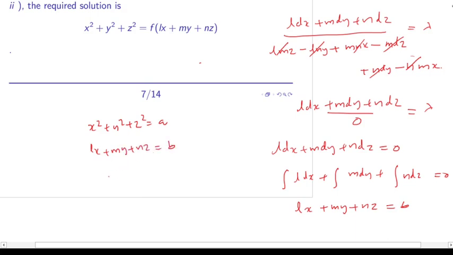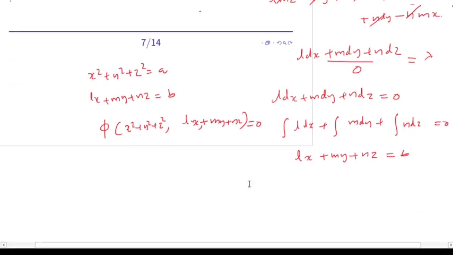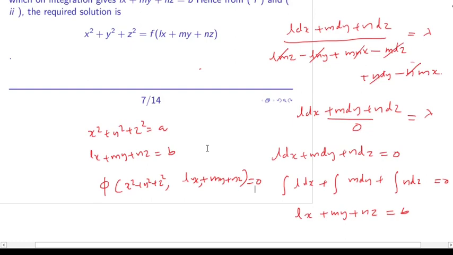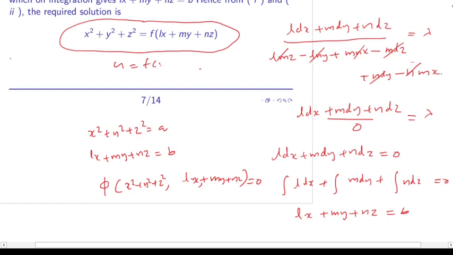Now you can write the solution as phi of (x square plus y square plus z square, Lx plus my plus nz) equal to 0. This is of the form phi of u, v equal to 0, or you can even represent it this way, where x square plus y square plus z square equals some function of Lx plus my plus nz, that is u equal to f of v form. So this is how we solve equations by using the multipliers method.